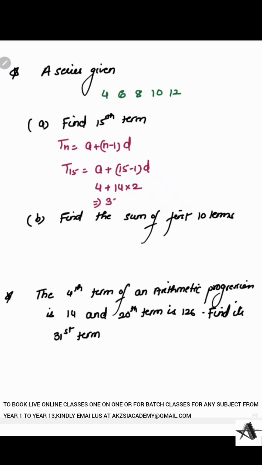28 plus 4 is 32. So the 15th term is 32 of the series. The next is to find the sum of the first 10 terms.